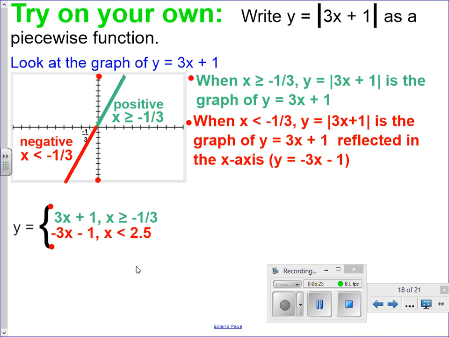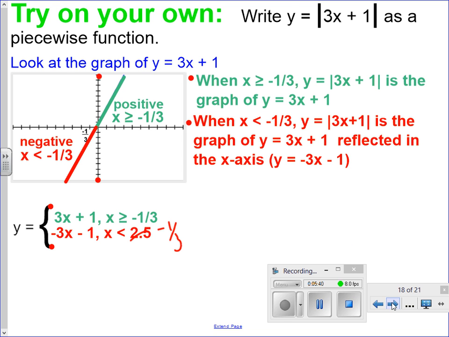Negative 3x minus 1 when x is less than 2.5. Nope, that's wrong. When x is less than negative 1/3. So a little typo there. Let's change that to negative 1/3. Okay, so we have the positive and the negative piece. So that's how to do it with linear functions.